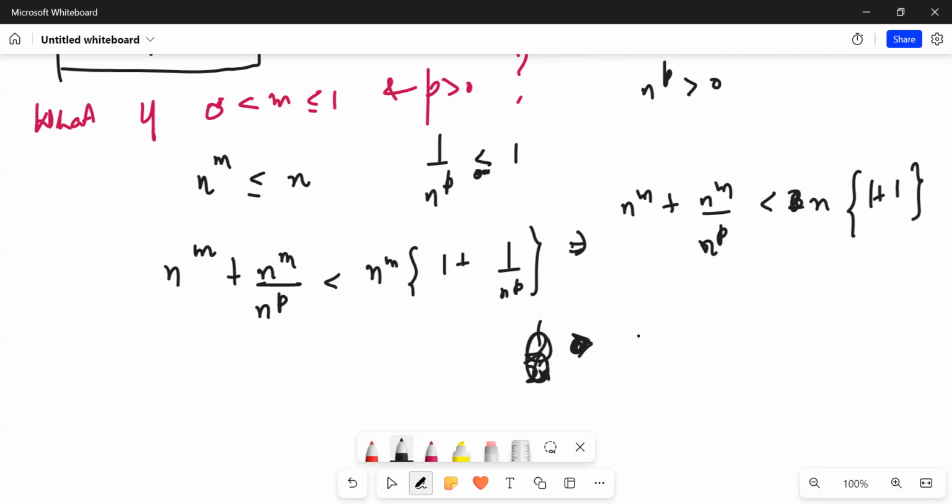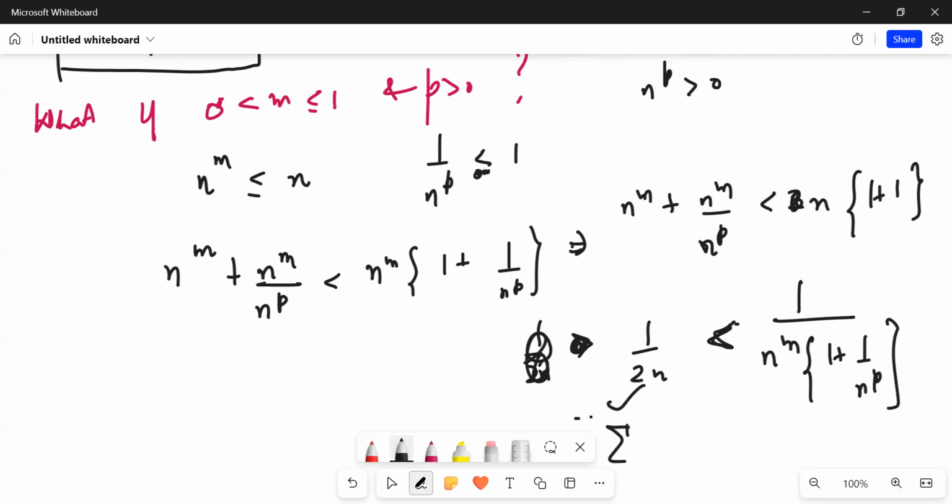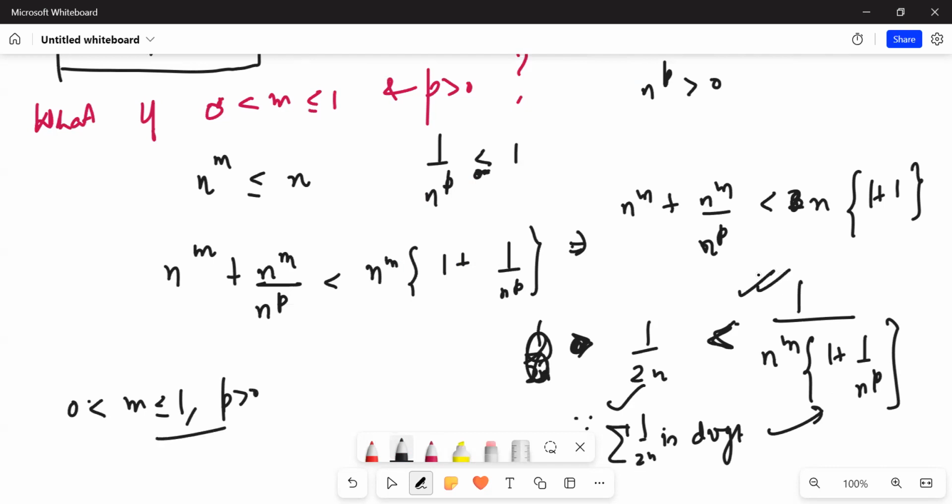So I'll say that 1 upon 2n is less than, because this is 2n, right? So 1 upon 2n is less than 1 upon n to the power m times 1 plus 1 upon n to the power p. Now, since 1 upon 2n is divergent, it implies that this series is also divergent. For all m less than or equal to 1, greater than 0, and p greater than 0, this series is divergent. I hope it is quite clear to you.